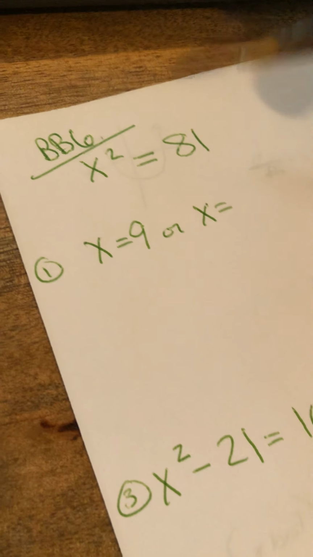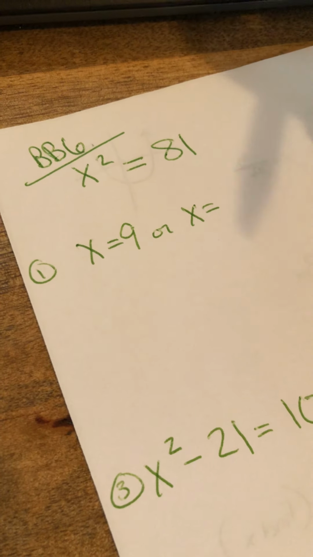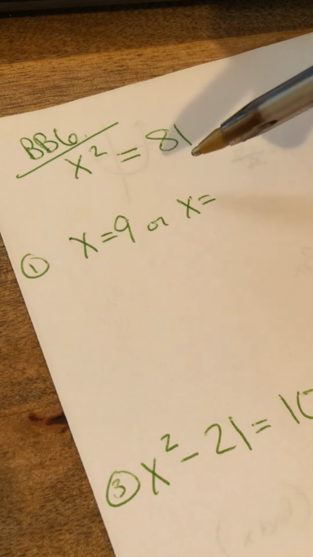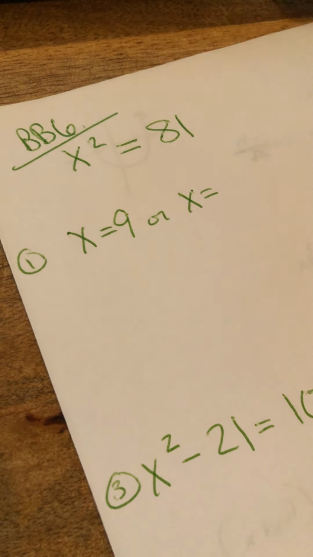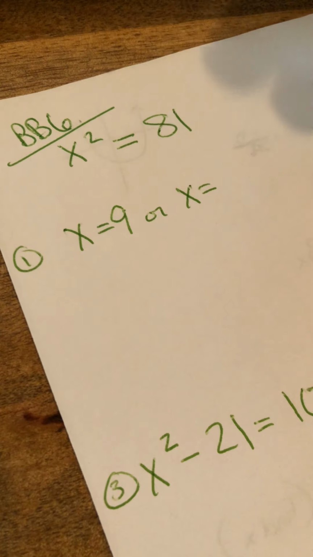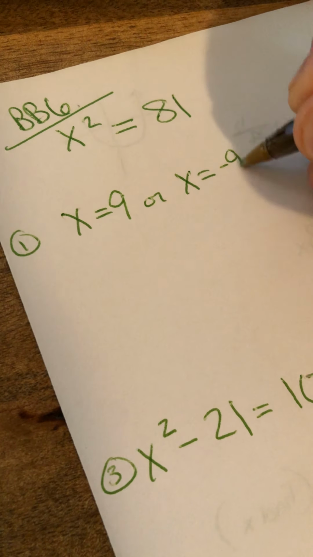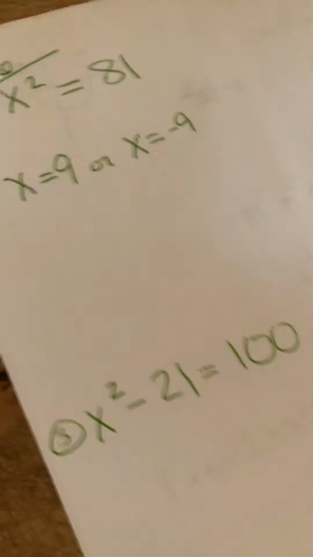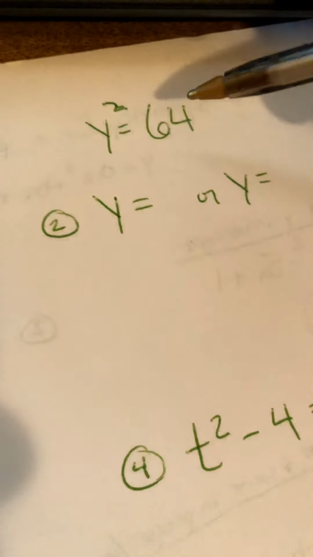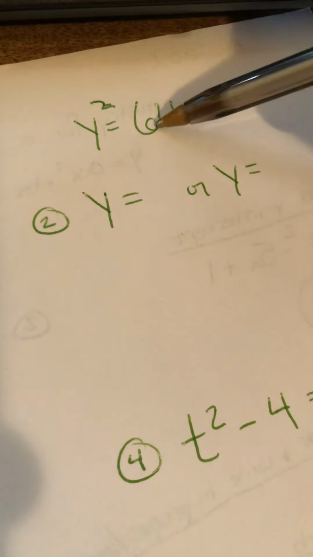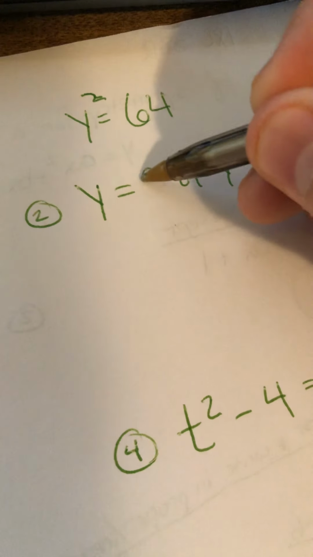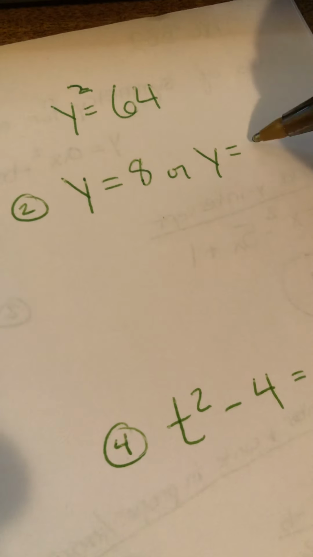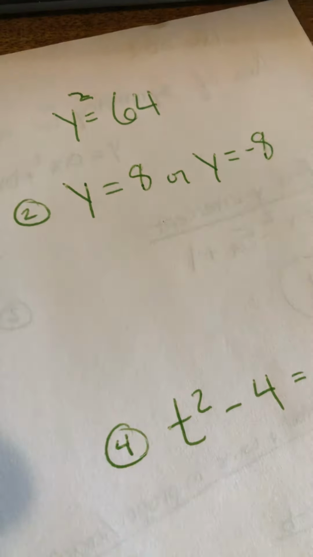Well, hopefully we can remember lessons back, it was before Christmas, that if we did a negative times a negative gives us a positive. So negative 9 times negative 9 would also give us 81. So it could be 9 or negative 9. So over here, square root of 64, so we're going to square root 64, should give you 8. And then the same thing, negative 8 is your opposite answer.